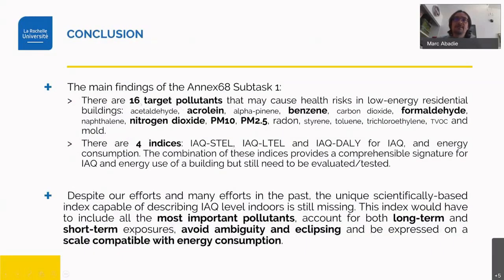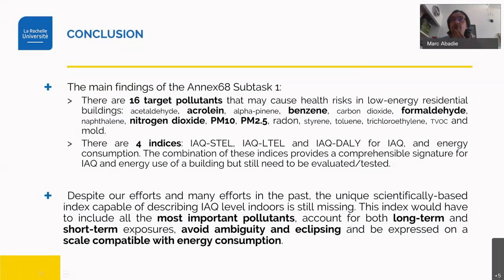So we defined 16 target pollutants, but probably we can reduce this to 6 or 7 main pollutants. And we showed that during SUBTASK 4 of the Annex. The quality of a good index for us is that it should include all the most important pollutants for the considered indoor environment. It won't be the same for a residential building as for an office building, for example, or a school.